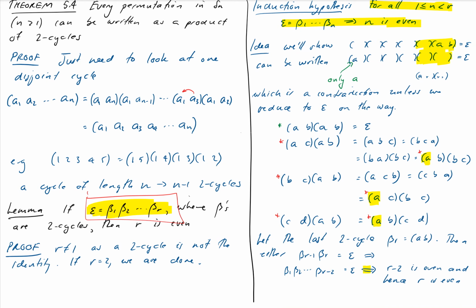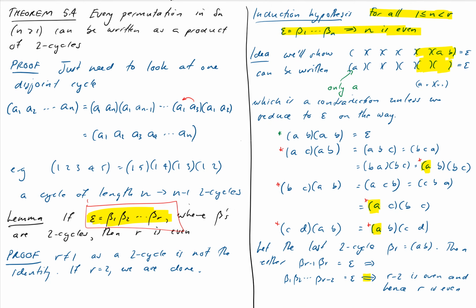And now, our induction hypothesis is that for anything less than r, we know this is true. Okay, so that's our assumption here. We've assumed we've proved it for all values up to there, but not including. So now we're saying, all right, let the last 2 of these cycles be something something AB.